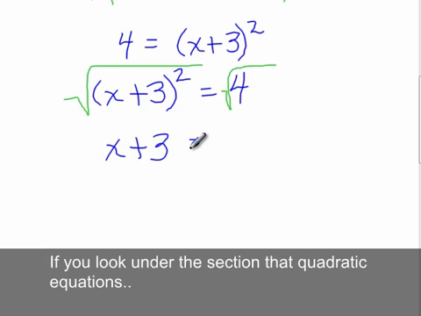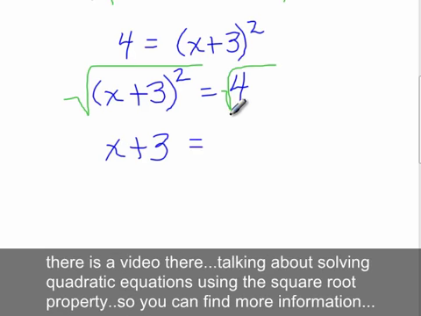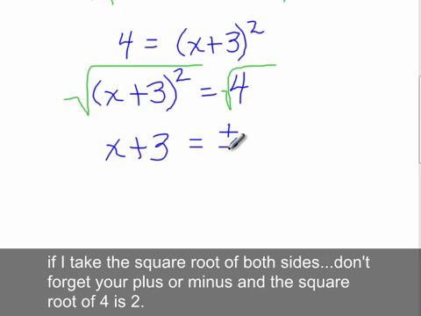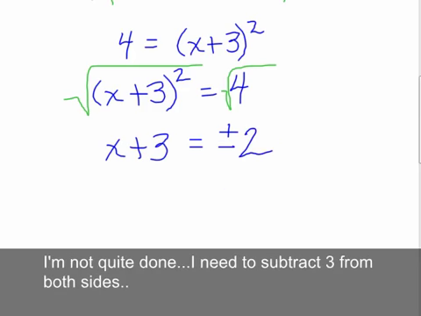If you look under the section with quadratic equations, there is a video there talking about solving quadratic equations using the square root property. So you can find more information on this. And if I take the square root of both sides, don't forget your plus or minus, and the square root of 4 is 2. I'm not quite done. I need to subtract 3 from both sides.